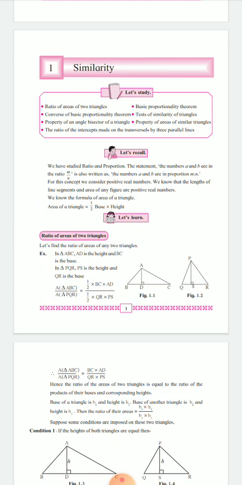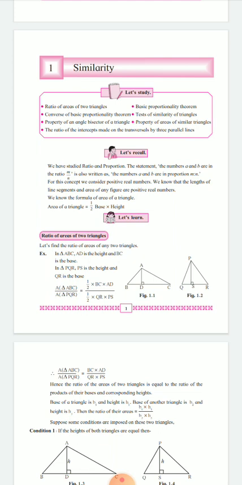So I will just write down the areas in ratio format. Area of triangle ABC divided by area of triangle PQR equals, area of triangle ABC is half into base into height. So half, base in this triangle is BC and height is AD. So half into BC into AD.